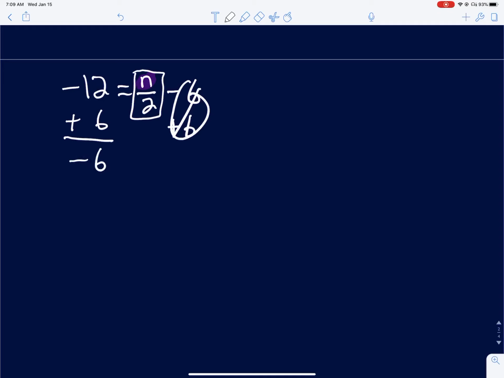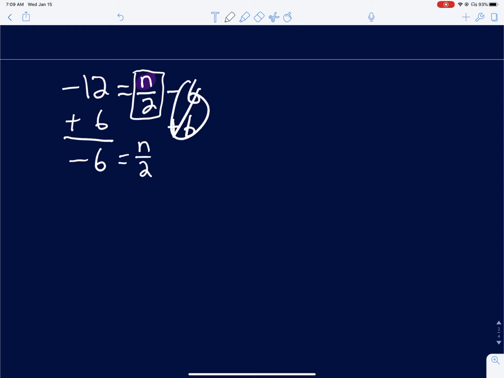So remember when we are adding and subtracting integers, we have a negative here and a positive here. So we're just going to subtract them, and we're going to keep the sign of whichever one has the bigger absolute value. Now remember, absolute value is whichever one is further from 0. In this case, that's negative 12, so we're going to have a negative 6. So we're left with the equation negative 6 equals n over 2.